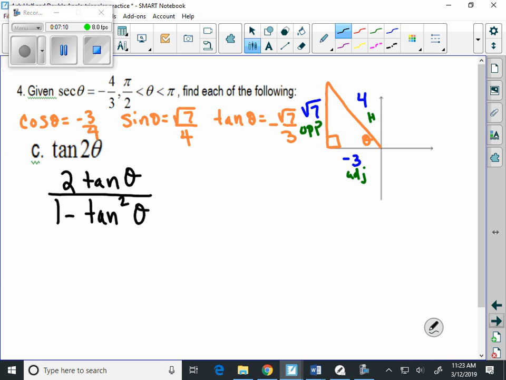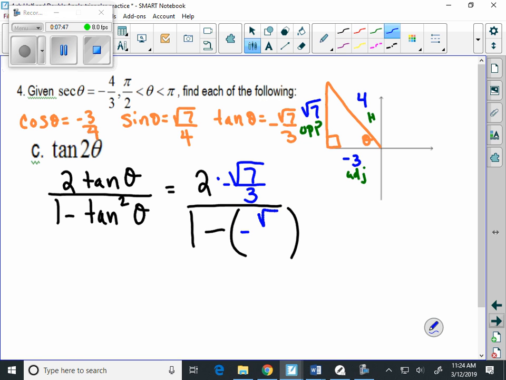And we're going to fill in our values here. And I've got tangent written a little bit better on this page. I tried to put the negative directly out in front of tangent, reminding you that tangent is the opposite value divided by the adjacent value. So it's negative the square root of 7/3. And we're going to fill in those values. So this is going to be 2 times negative the square root of 7/3, divided by 1 minus negative the square root of 7/3 squared.